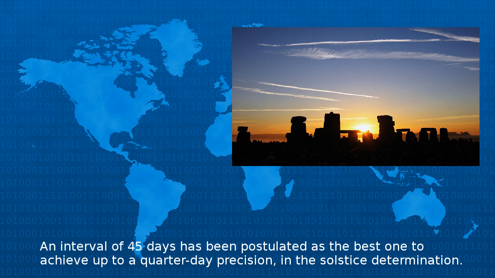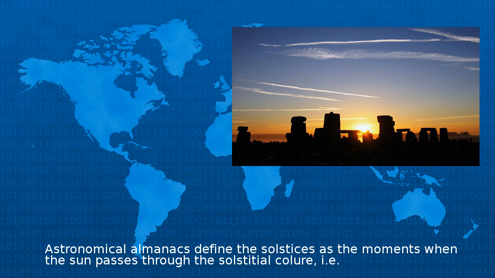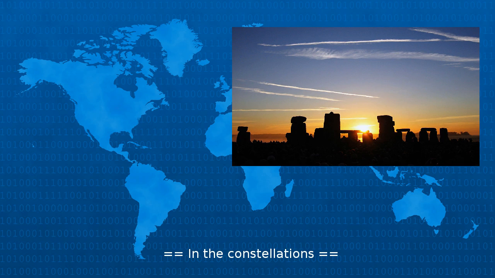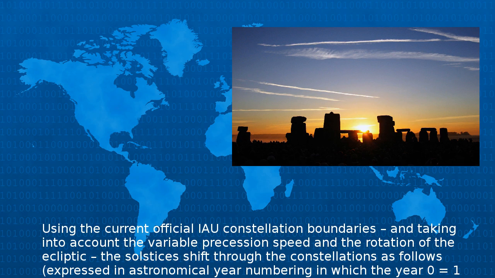An interval of 45 days has been postulated as the best one to achieve up to a quarter-day precision in the solstice determination. Astronomical almanacs define the solstices as the moments when the sun passes through the solstitial colure, i.e., the times when the apparent geocentric longitude of the sun is equal to 90 degrees (summer solstice) or 270 degrees (winter solstice). In the constellations using the current official IAU constellation boundaries, and taking into account the variable precession speed and the rotation of the ecliptic, the solstices shift through the constellations as follows, expressed in astronomical year numbering, in which the year 0 equals 1 BC, -1 equals 2 BC, etc.